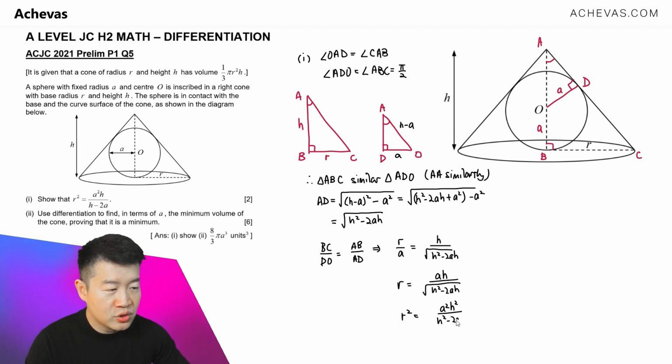And if I were to square both sides, R squared here is equal to A squared H squared over H squared minus 2AH. And if I were to divide by H on both the numerator and the denominator, this will give us R squared to be equal to A squared H over H minus 2A. And this is what the question wants us to show.